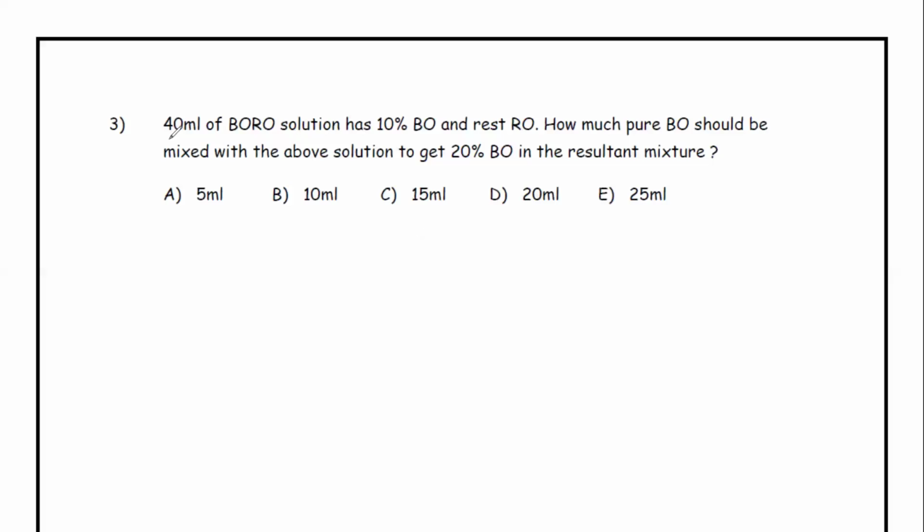Now this one: 40 ml of Boro solution has 10% Bo and the rest Rho. So 90% is Rho. How much pure Bo should be mixed with the above solution to get 20% Bo in the resultant mixture? The alligation technique is such that you need to have three percentages to work with. One is this, then pure Bo we know is 100%, that is the other one. And the third one is this. If you don't have three percentages, you cannot work with the alligation technique.